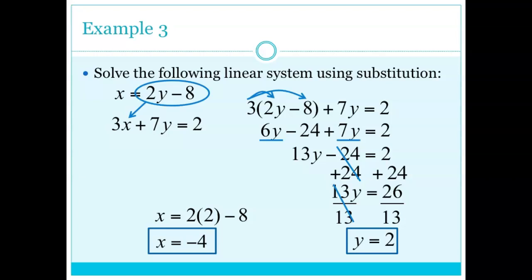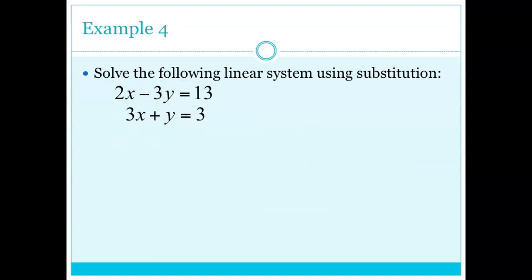Let's look at example 4. We have 2x minus 3y equals 13 and 3x plus y equals 3. Now you'll notice here that we don't have one of the variables by itself yet. But it might be easier in the second equation to get y by itself. So let's go ahead and do that. We're going to have to subtract 3x from both sides. So y equals 3 minus 3x. And now I can substitute 3 minus 3x in for y in the first equation.